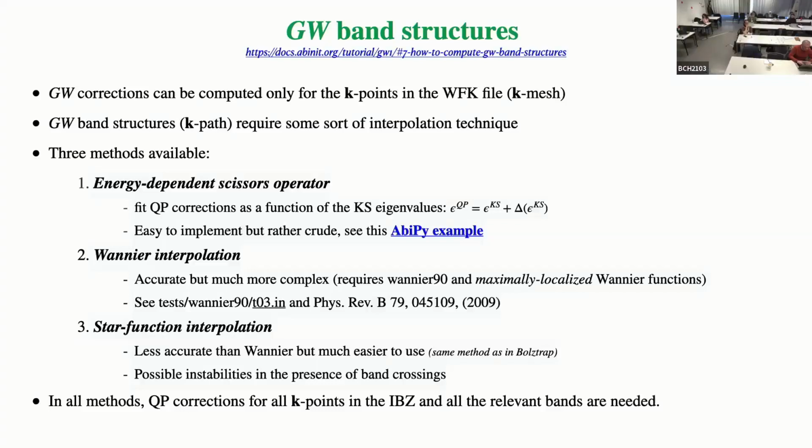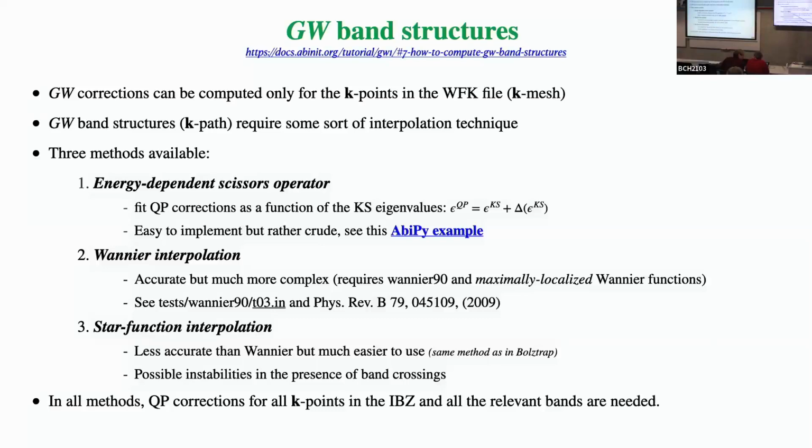So you can only have a finite set of quasi-particle energies in the Brillouin zone, and you cannot have a band structure plot. If you want to have a band structure plot, then you have to resort to some kind of interpolation. There are different methods. In the simplest case, you just fit the quasi-particle correction as a function of energy. This is very crude, but a relatively easy technique to implement. You can use it just at the beginning to have some idea, but I would not recommend doing that.